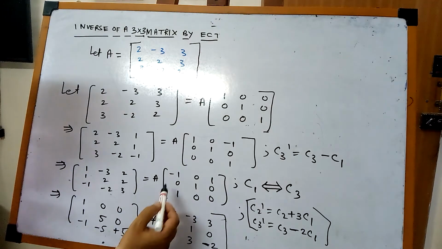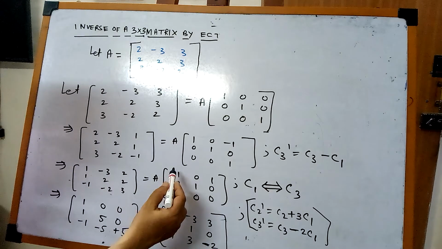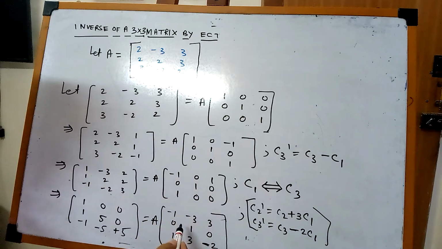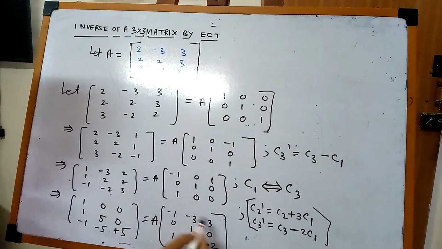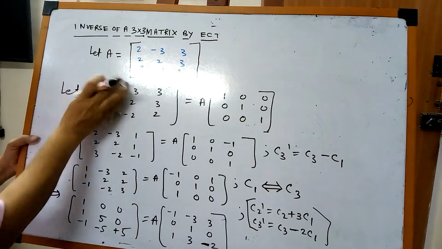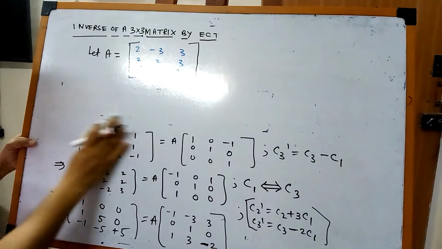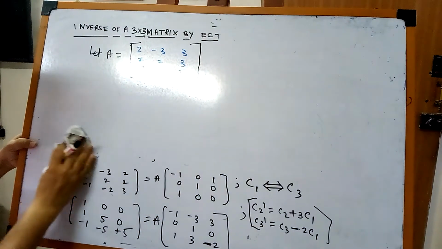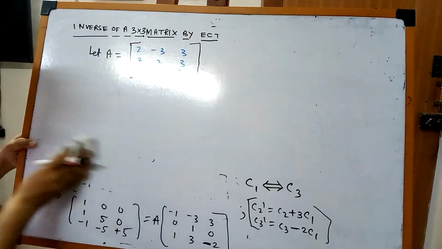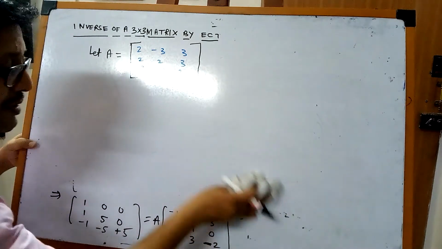Check once more here. Multiply this by 3 and add with this. Multiply this by 2 and subtract. So 0 minus 2 is minus 2 here. Okay? Till this step is okay. Now we carry this step forward. I need this step, so I am not going to erase it.